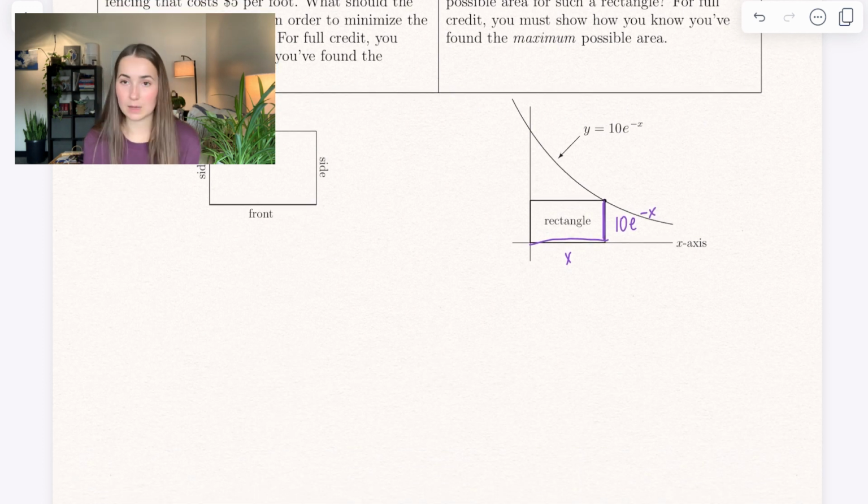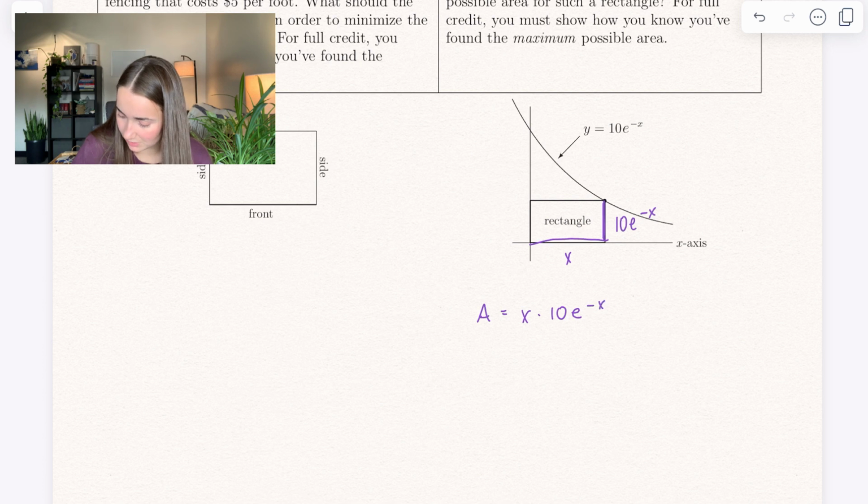So let's go ahead and set up an equation. I know area is going to be equal to the length times the height. So here we get x times 10e to the negative x, which we can rewrite as 10x e to the negative x. Notice here, we're actually not going to have two equations because we're already working with only one variable, so we don't need to plug anything else in.